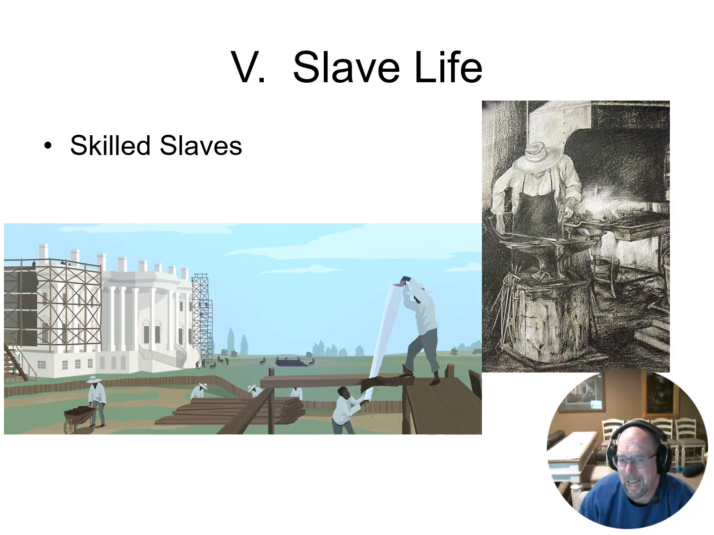Same thing with blacksmiths. There's only so many horseshoes that you need to make. Now, Thomas Jefferson had a nail factory on his plantation. He actually made nails, and I believe that he sold them as some income.